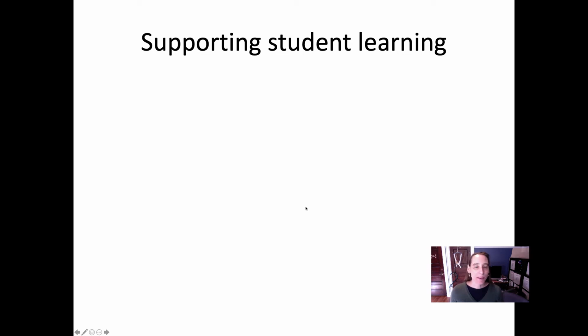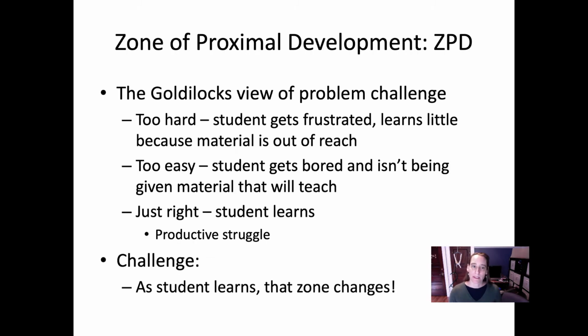Okay, today we're going to continue by talking about how to support student learning. And we're talking mainly about technically supporting it, but of course there are affective important considerations like engagement that come in as well. And the way we're going to conceptualize this is through the zone of proximal development. And the zone of proximal development is somehow this Goldilocks view of problem challenge and picking a problem with the right challenge for a learner.